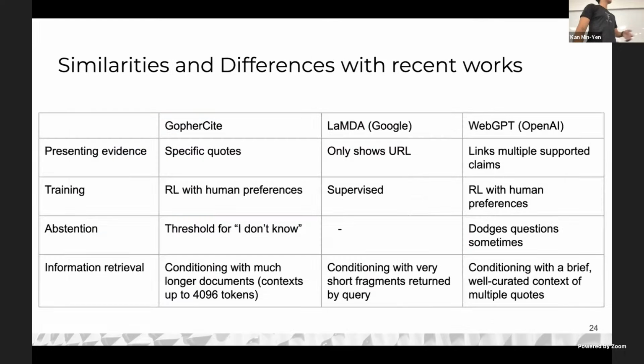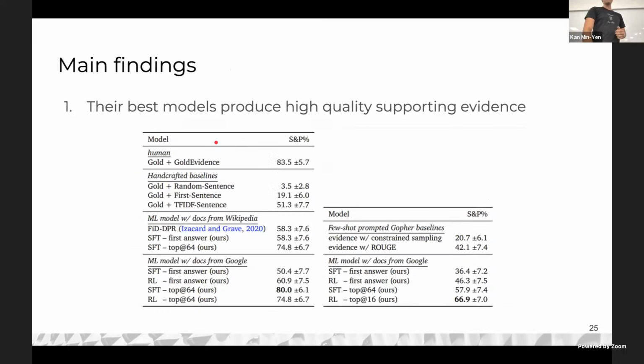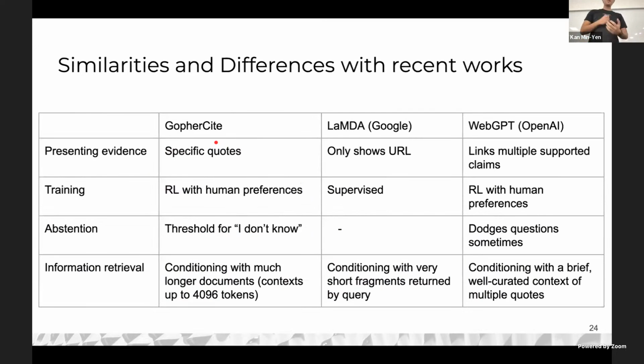Okay, so they also talk about the similarities and differences with recent works. They pointed out LaMDA by Google and WebGPT by OpenAI. But I would like to just point the attention to how they present evidence. So GopherCite can give you specific quotes to back up the claims, and there's also a threshold for the, I don't know, the abstention. And playing with this threshold actually improves the accuracy, and we can see that a little bit more later on.